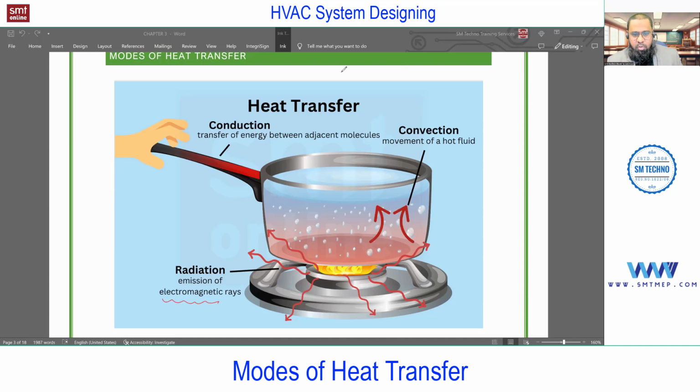So don't bother about that. At this level, just try to understand what conduction, convection, and radiation are, so that we'll use them at the time of what? Load calculation. Okay. So I hope you got the idea. Online, yes? Is there something like that for radiation, the high heat sources like the sun? Is there something like that?